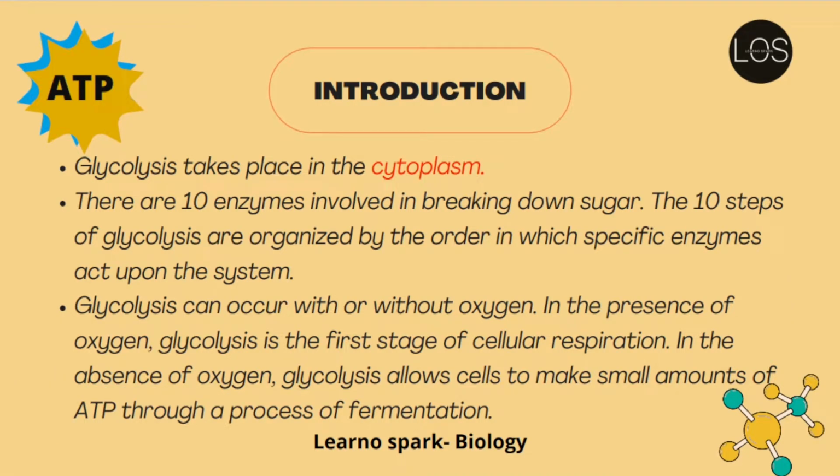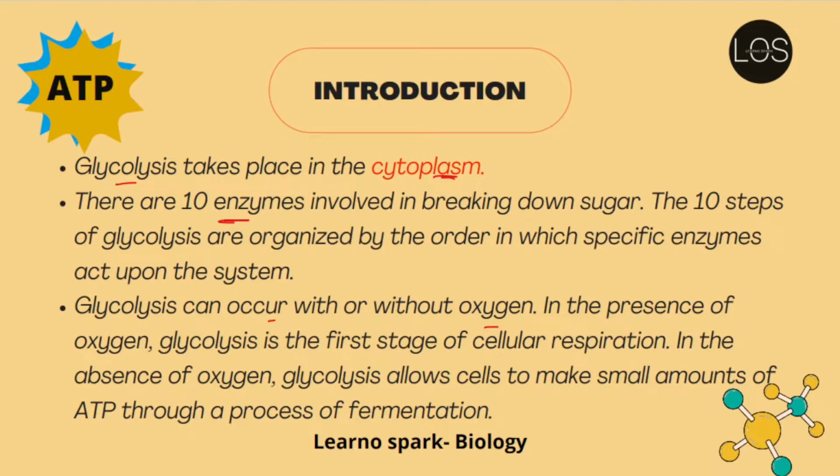Moving on, glycolysis takes place in the cytoplasm or cytosol of the cell. Glycolysis is a 10-step process which is catalyzed by 10 specific enzymes. Glycolysis can occur with or without oxygen. If glycolysis is taking place in the presence of oxygen, we call it aerobic glycolysis, and if it is taking place in the absence of oxygen, we call it anaerobic glycolysis. The purpose of this process is to release energy in the form of ATP.